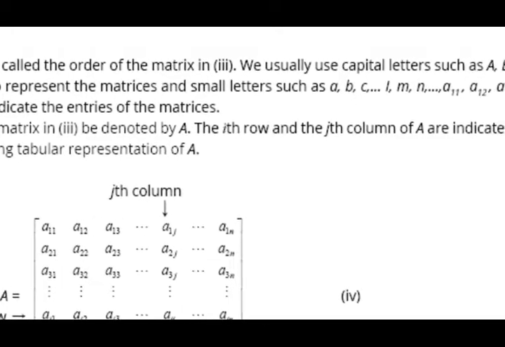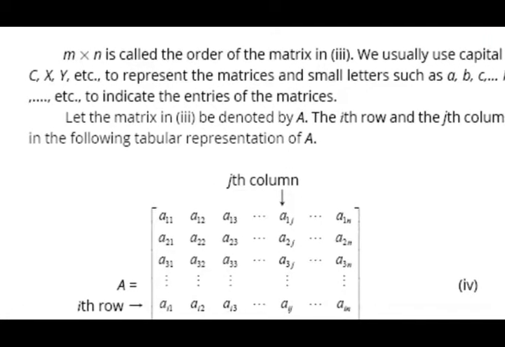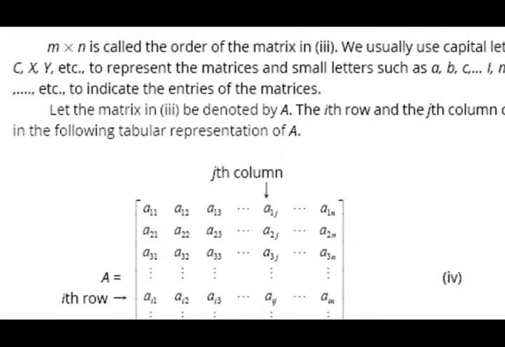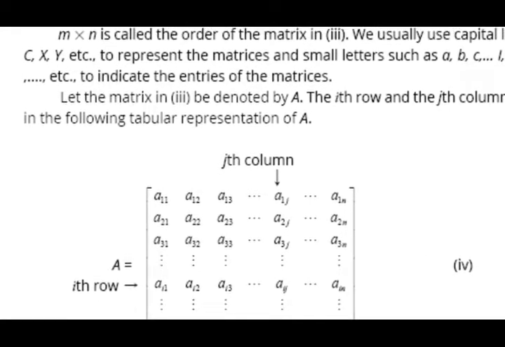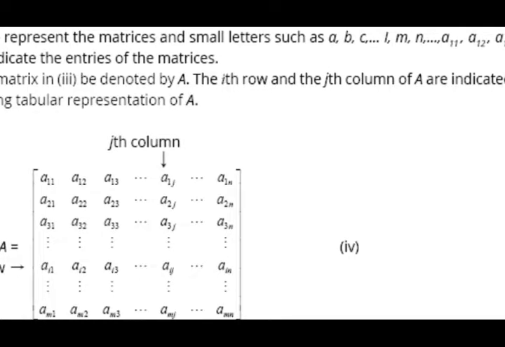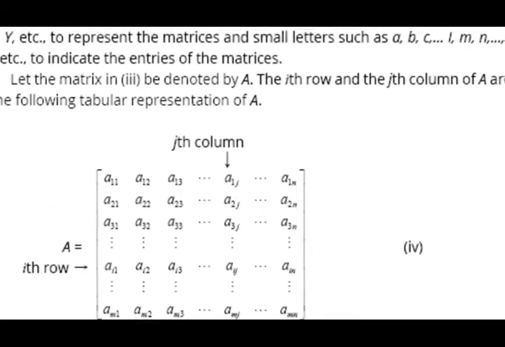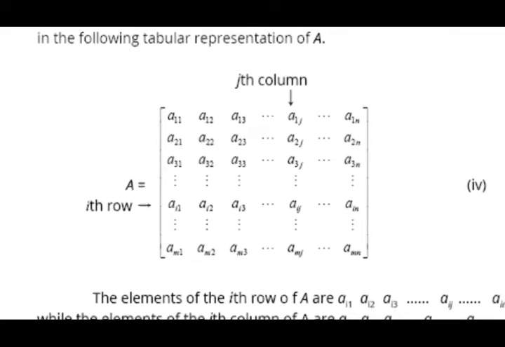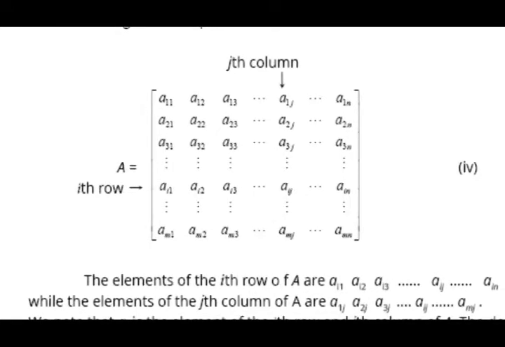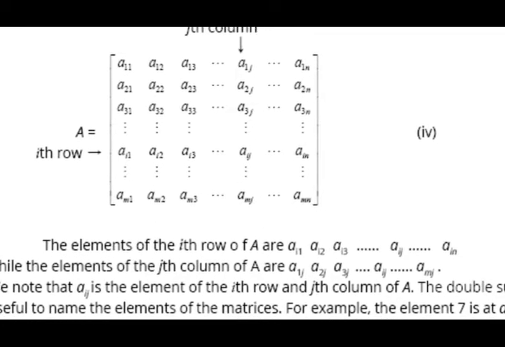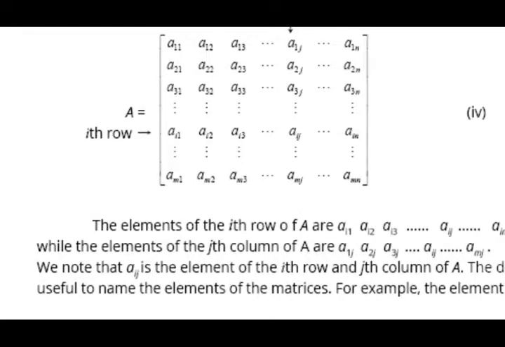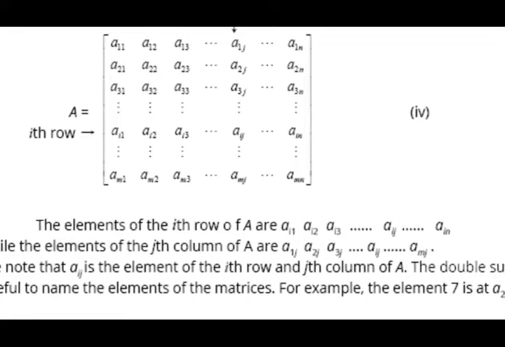We usually use capital letters such as A, B and C to represent the matrices, and small letters to indicate the entries of the matrices. Let the matrix be denoted by capital A. The ith row and the jth column of A are indicated in the following tabular representation of A. We note that aij is the element of the ith row and jth column of A.